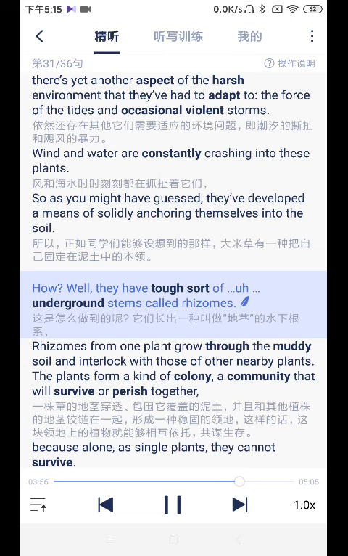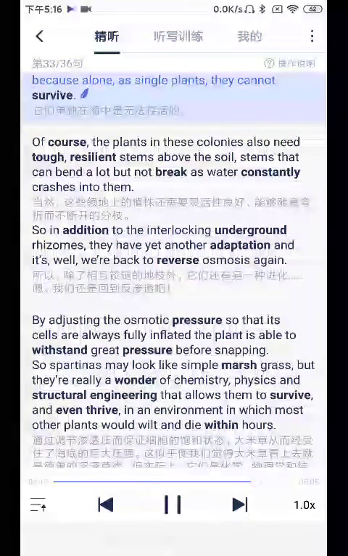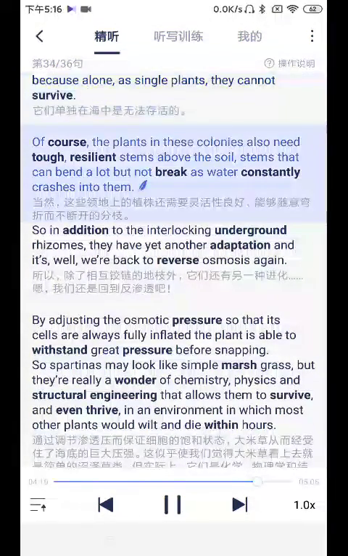Well, they have tough sort of underground stems called rhizomes. Rhizomes from one plant grow through the muddy soil and interlock with those of other nearby plants. The plants form a kind of colony, a community that will survive or perish together, because alone, as single plants, they cannot survive. Of course, the plants in these colonies also need tough, resilient stems above the soil, stems that can bend a lot but not break as water constantly crashes into them.